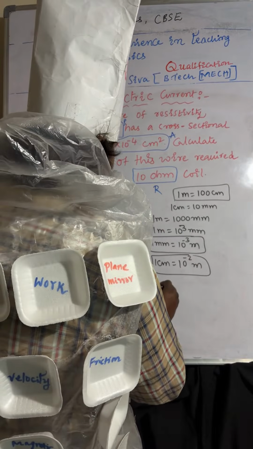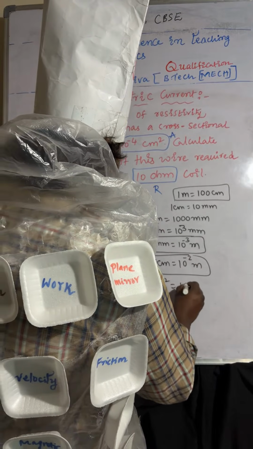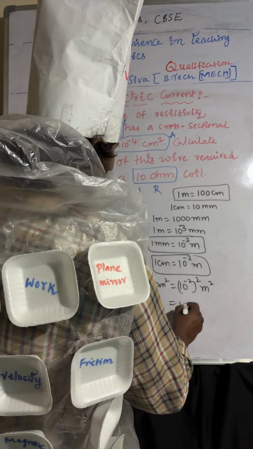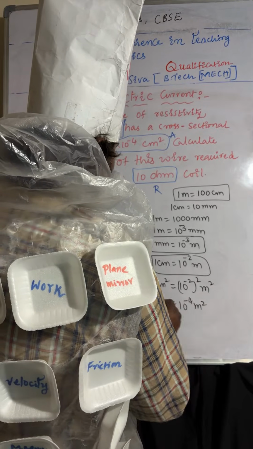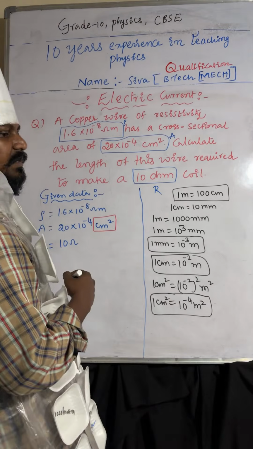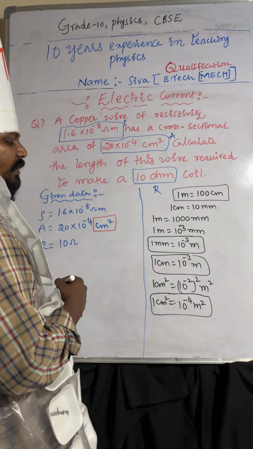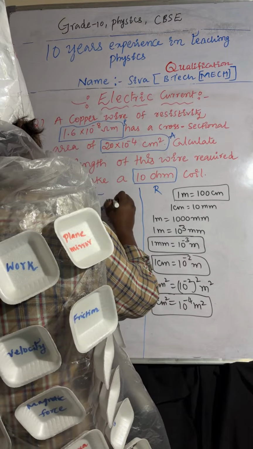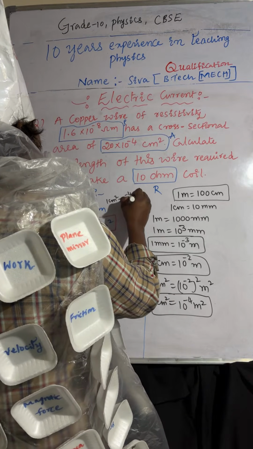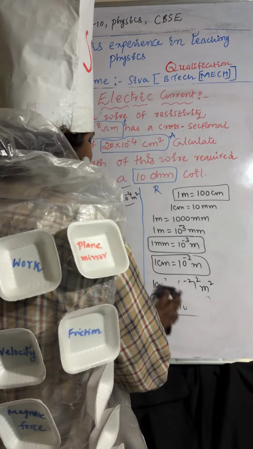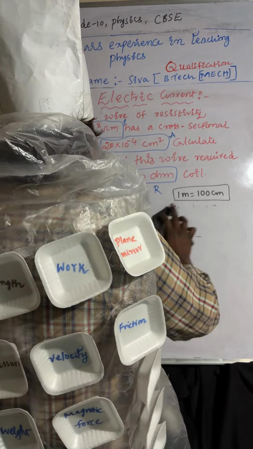Here they asked 1 centimeter square. So 10 power minus 2 whole square meter square, then you'll get 10 power minus 4 meter square. That is 1 centimeter square. I hope it is very clear. So 1 centimeter square equal to 10 power minus 4 meter square. Keep this one. After that, you have to substitute these values here again.